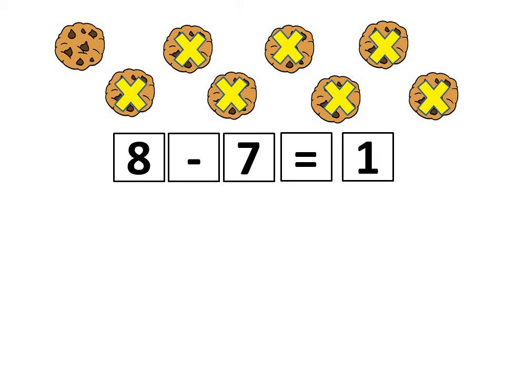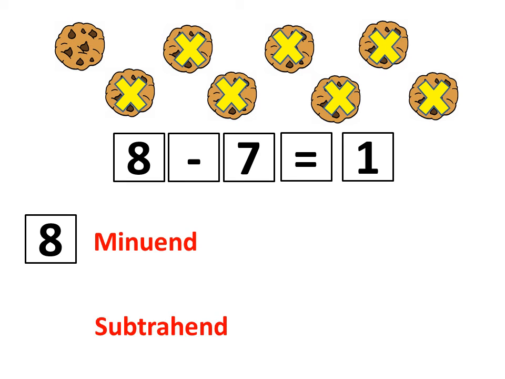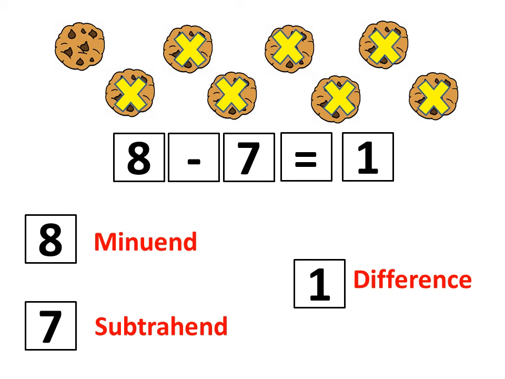Look at the subtraction sentence. 8 minus 7 equals 1. What is the minuend? It's 8 because the total number of cookies is 8. And you are going to remove 7. So 7 is the subtrahend. And what is the difference or answer? 1.